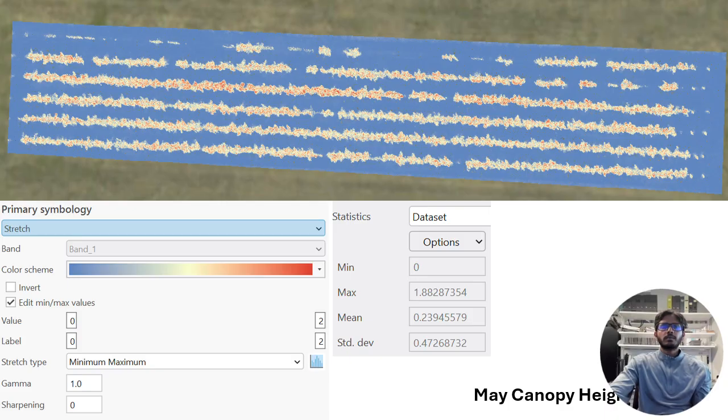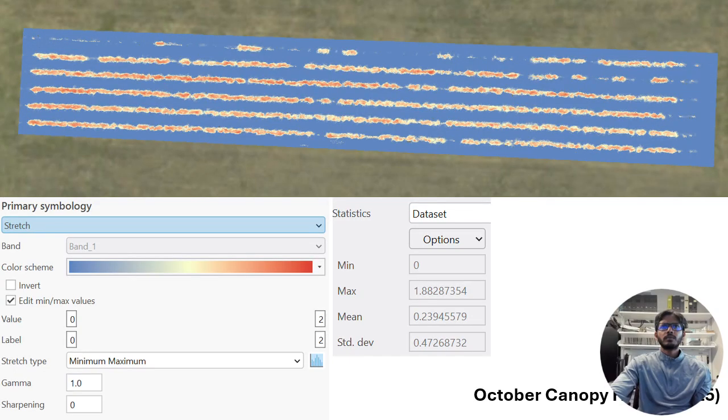So again, the canopy height is computed as DSM minus DEM. This is the May canopy height data. Blue tones represent lower or near-ground values, that is bare soil or minimal vegetation. Light whitish tones represent moderate canopy height. Orange to red tones represent higher canopy height, indicating well-developed vine canopy.